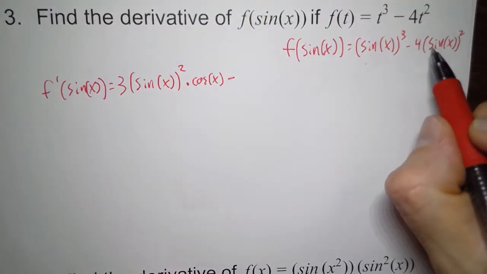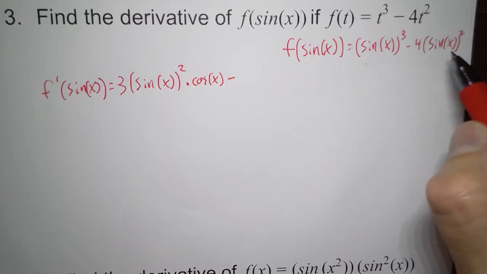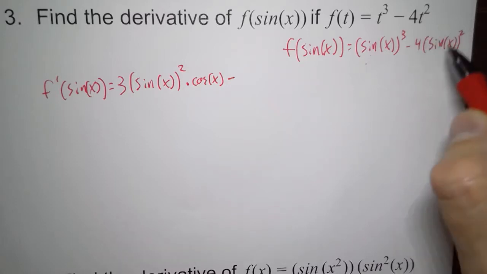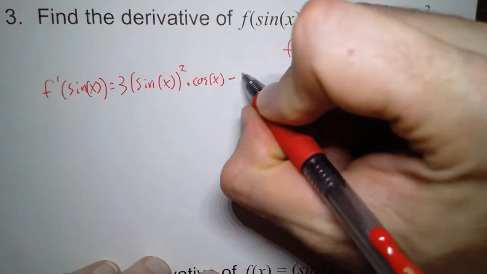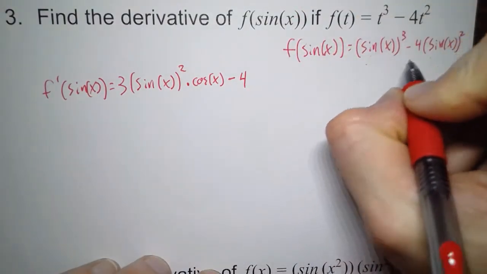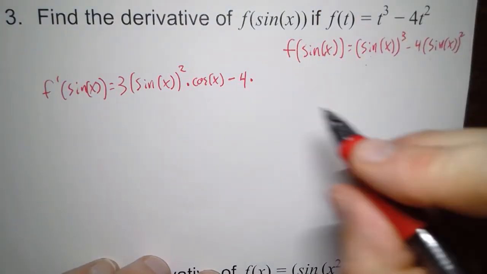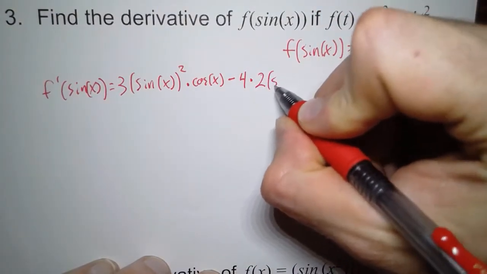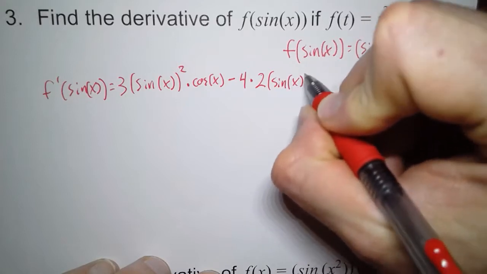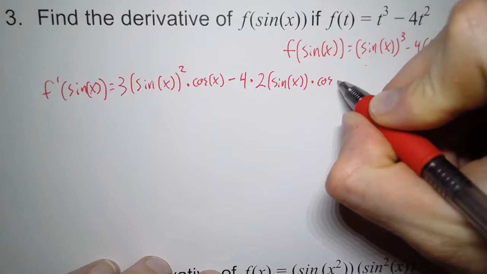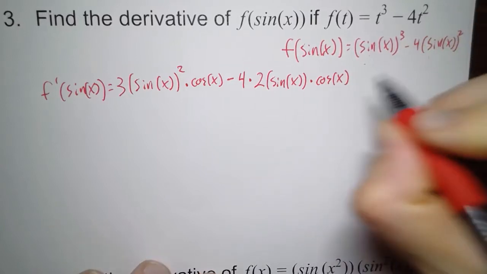Now, we take the derivative of sine of x quantity squared. The outside function is this quantity squared. So the derivative, now don't forget the 4. 4 is a coefficient, and that just hangs on for the ride. The derivative of the outside function is 2 times sine of x times cosine of x. That's the derivative of the inside.